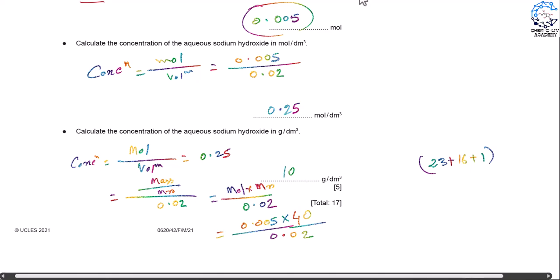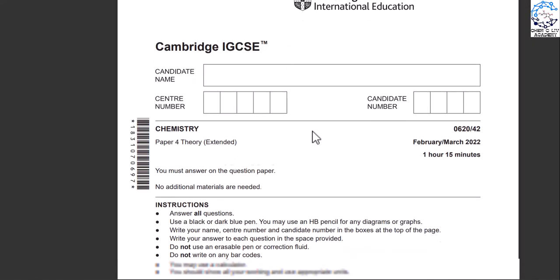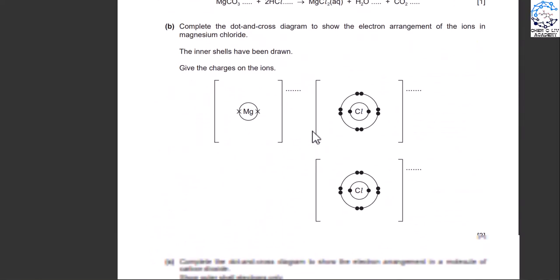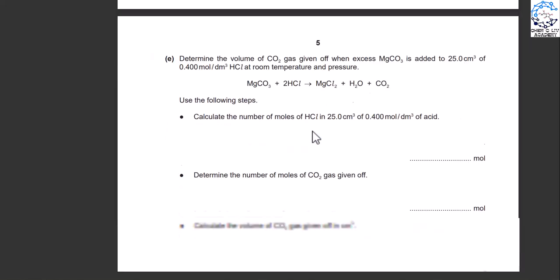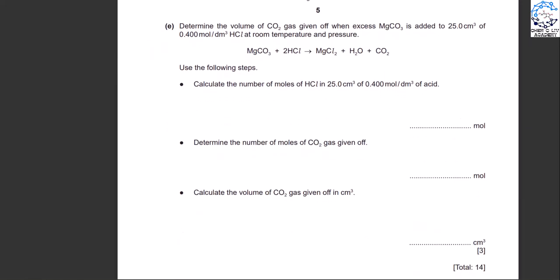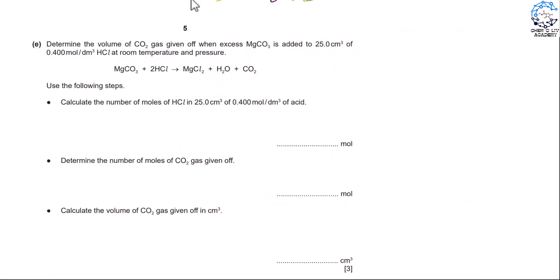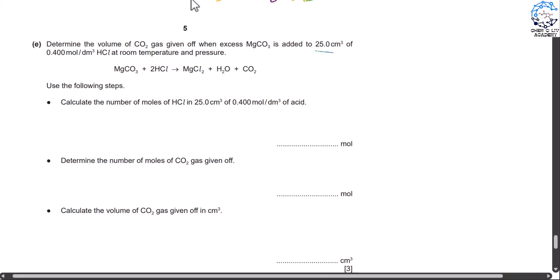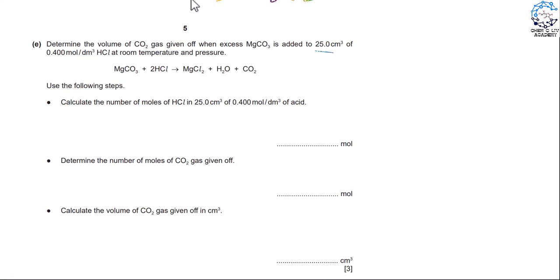Okay, let's see the next year's question. So here's our 2022 paper, and let's find the mole concept question quickly. Yeah, here's a mole concept question. The question says, determine the volume of carbon dioxide gas given off when magnesium carbonate is added to 25 centimeter cube of 0.4 mole per decimeter cube HCl at room temperature. Calculate the number of moles of HCl in 25 centimeter cube of 0.4 mole per decimeter cube acid. So very simple.